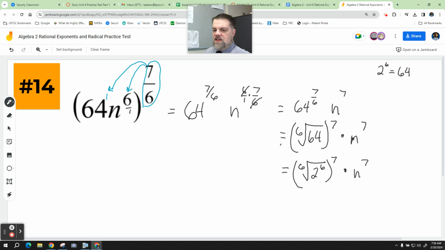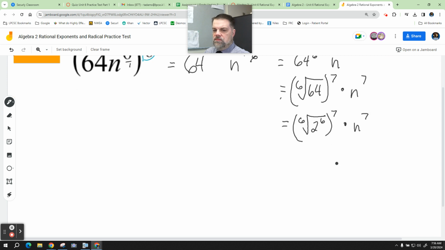And so those cancel out, right? Because when you take the 6th root of a 6th power, it reduces down to 2 raised to the 6 over 6, or 2 to the 1, or just 2. Don't forget this raised to the 7th power times n to the 7th.